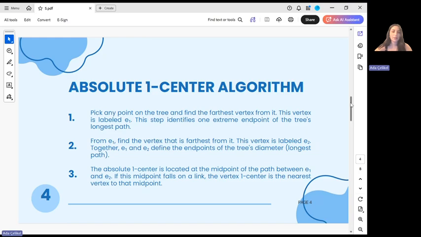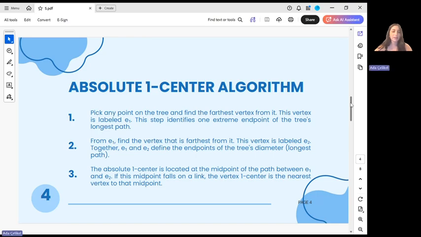Now let's look at the absolute one-center algorithm. This algorithm helps us find the best location for a single facility on a tree network. Firstly, we pick any point on the network and find the farthest vertex from it. And this point is called E1. Then, starting from E1, we find another farthest point that we call E2. These two points create the longest path in the network, and it's known as the diameter of the tree.